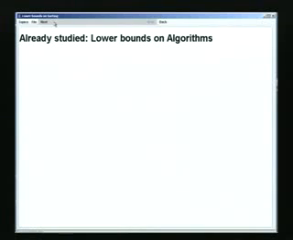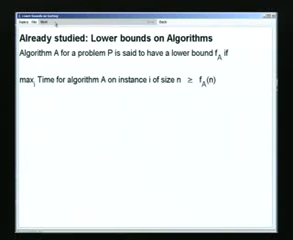So, let us start with something which we have already studied at least a little bit. We have already defined the notion of putting a lower bound on the time taken by an algorithm. So, here is what we said. If we have an algorithm A for a problem P, then we will say that it has a lower bound f sub A, where f sub A is a function, if the time for the algorithm A on instances of size n is greater than or equal to f A of n.